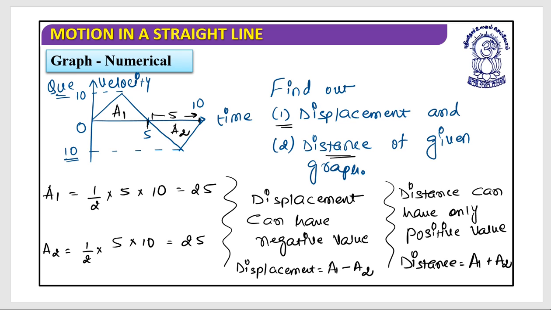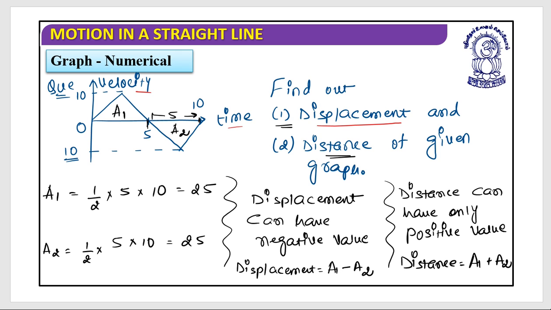So always remember this thing, I would like to repeat it. Whichever quantity has been asked, don't think that because this is velocity versus time, it will give me displacement only. No, no, no, it is not correct. The area of this graph can give a distance as well. We don't know whether the particle has changed its direction or not.